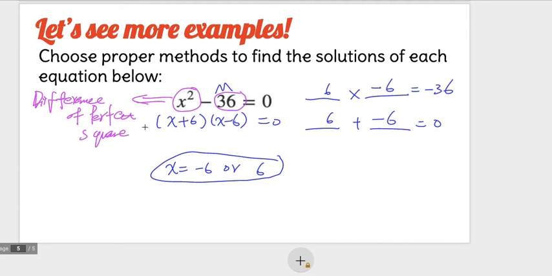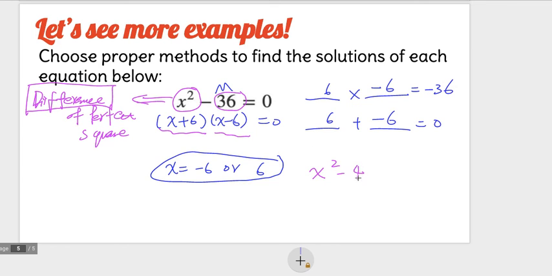Why do I give this special name? Because a difference of perfect squares we can always factor as a positive part and a negative part, because if you use FOIL, when you combine this, the middle term will disappear. So that's why for the keyword difference, do not forget they must be subtracting. If you are talking about adding 36, it's not going to work. Difference of perfect squares tells us we can easily factor this.